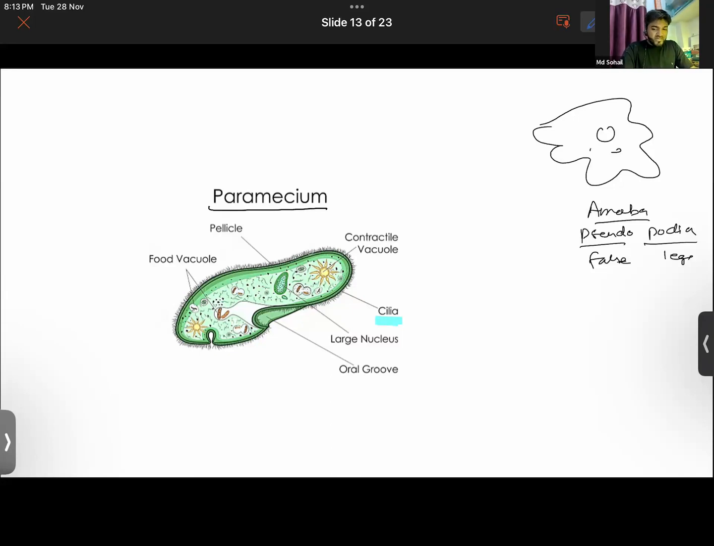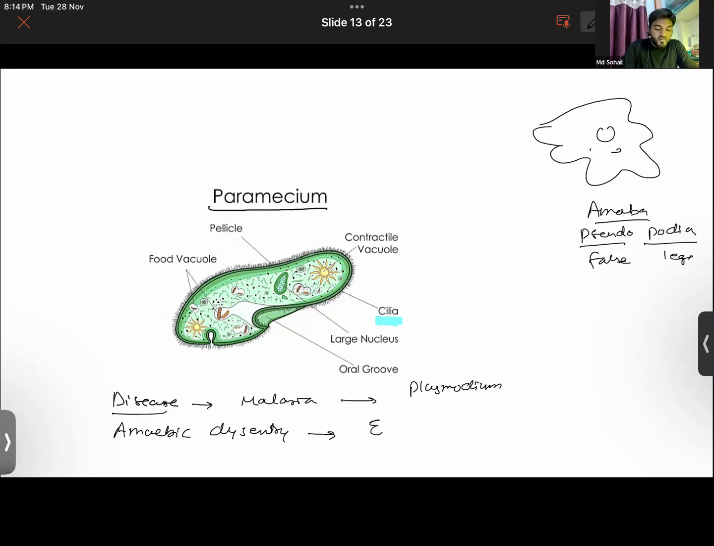So this is another example of Paramecium. What were the diseases we discussed moments ago? What diseases are caused by protozoa? Malaria, correct. Typhoid is not caused by these; typhoid was caused by another class of microorganisms, the bacteria. For malaria, the pathogen name was Plasmodium. Then I also told you about amoebic dysentery, a disease caused by another kind of protozoa called Entamoeba.